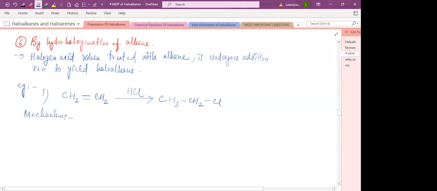Okay, so in this preparation, basically a halogen acid, any halogen acid, when treated with alkene, undergoes an addition reaction. Okay, यहाँ पे क्या होता है? Basically, it will undergo an electrophilic addition reaction. Okay, so electrophilic addition reaction, and you know what are electrophiles?